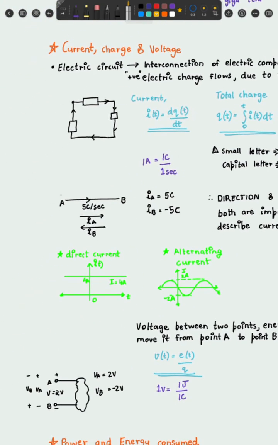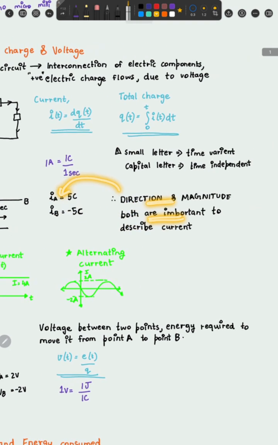Also, one more thing to note. Let's imagine we have a wire, and this is the end A and this is the end B. And let's say 5 coulomb of charge moves in this direction from A to B. So IA is 5 coulomb from A to B. But the same thing from B to A is minus 5 coulomb. Therefore, it can be concluded direction and magnitude, both are important to describe current.